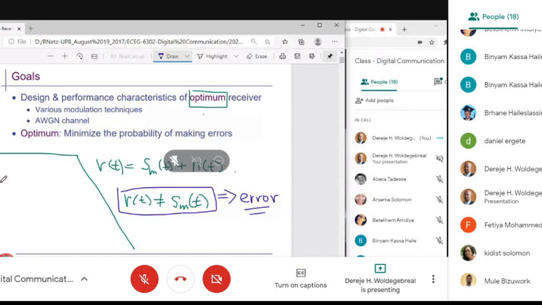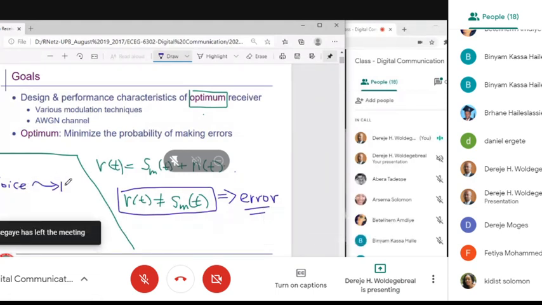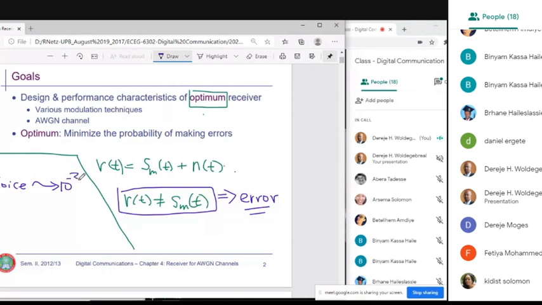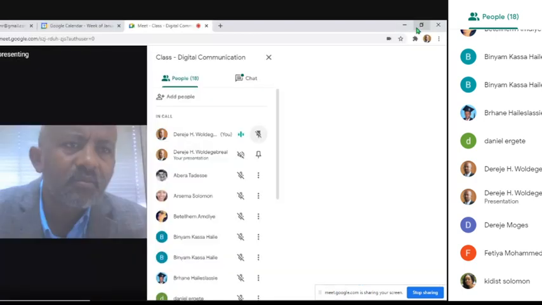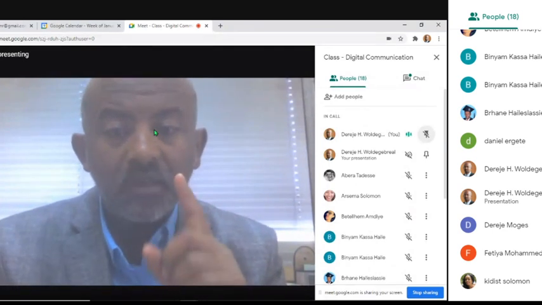For example, if you provide a voice service, the quality of service requirement for voice is usually 10 raised to minus 3. And for a multimedia service, it's about 10 raised to minus 6. So what does it mean? Each service has a different quality of service, or error quality of service.